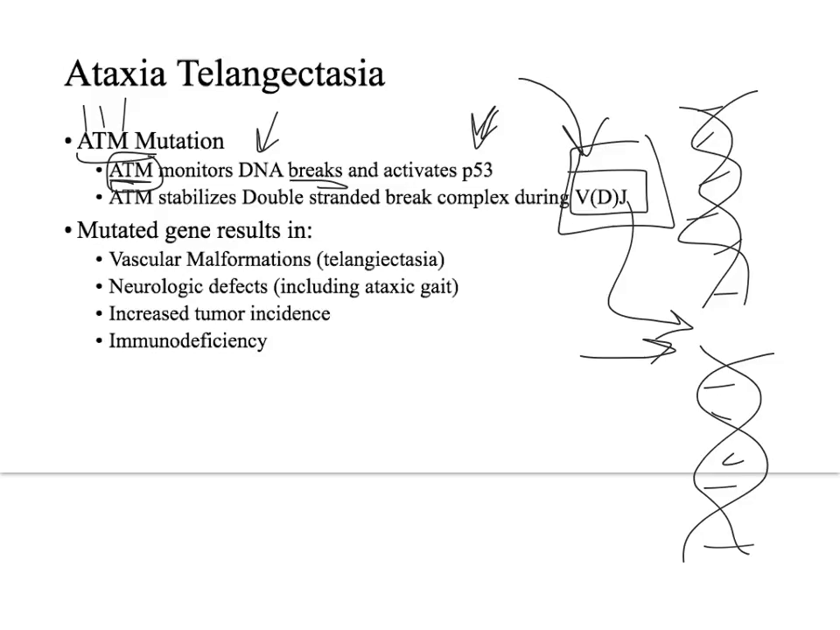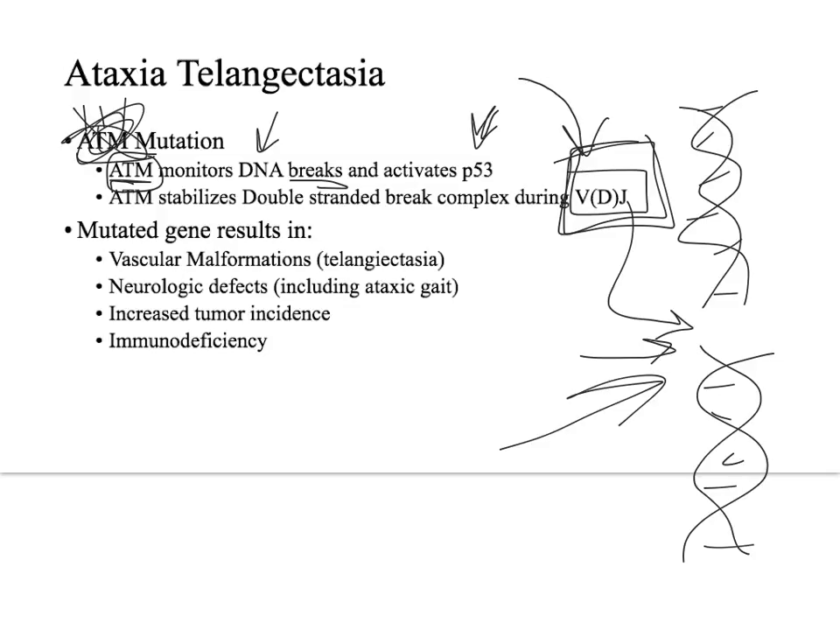If it doesn't get fixed, and ATM is messed up, this cell doesn't go through apoptosis. It doesn't get killed. And so now you have a bad cell, first of all. And also you have decreased activity of VDJ in the first place because the complex isn't being held together. It's not stable. It can't even do its job of breaking the DNA to edit it, let alone put it back together.